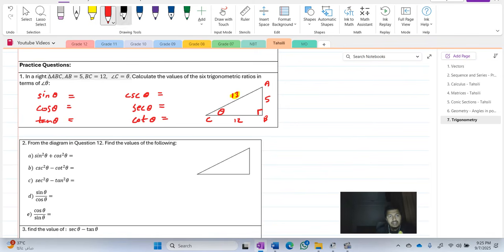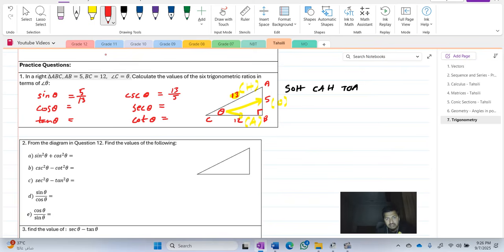So we have SOHCAHTOA, right? In SOHCAHTOA, 5 is the opposite, and 12 is the adjacent, because adjacent means next to theta, and the longest side is always the hypotenuse. That cannot change. Now what is sine theta? Opposite over hypotenuse, 5 over 13. What is cosec theta? 13 over 5, the reciprocal.